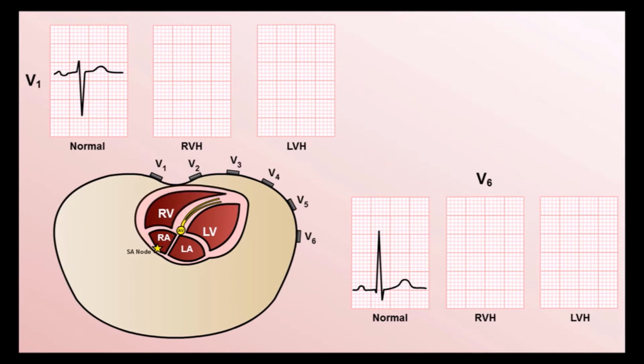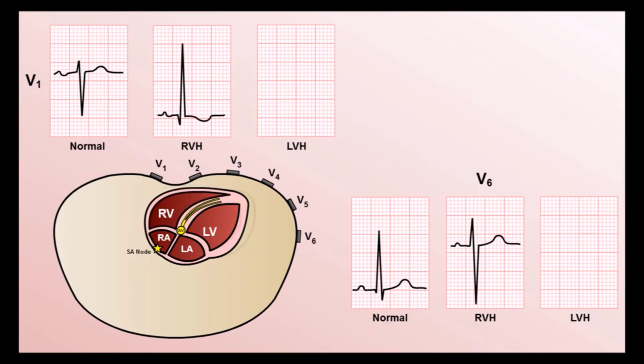Hypertrophy of the right ventricle changes the relative balance between the two main depolarization vectors. Now the net direction of depolarization is towards V1 and away from V6. Therefore, V1 records a tall R wave, while V6 records a deep S wave.